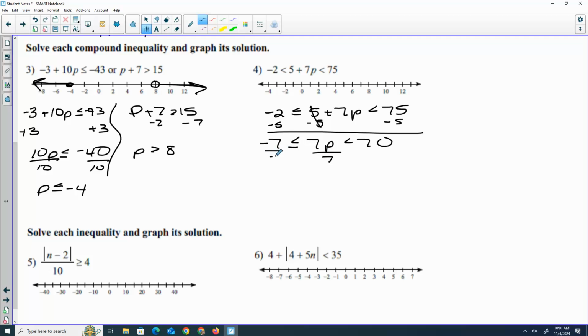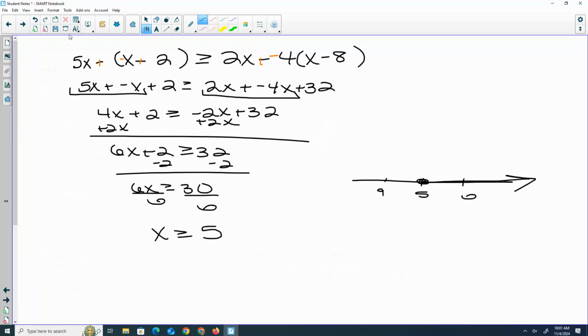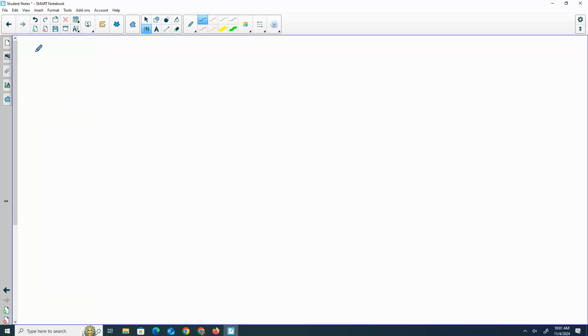Then we have to divide everything by 7. So negative 1 is less than or equal, sorry, not less than or equal to, it's just less. So negative 1 is less than p is less than 10. Because there's no equal to, it's open circle at negative 1, it's saying p is bigger than negative 1 but smaller than 10. So when it was a compound one like that, it was in between 2 numbers. I'm going to put a couple up here that I want you guys to solve. So flip it over, you can work it on the back.